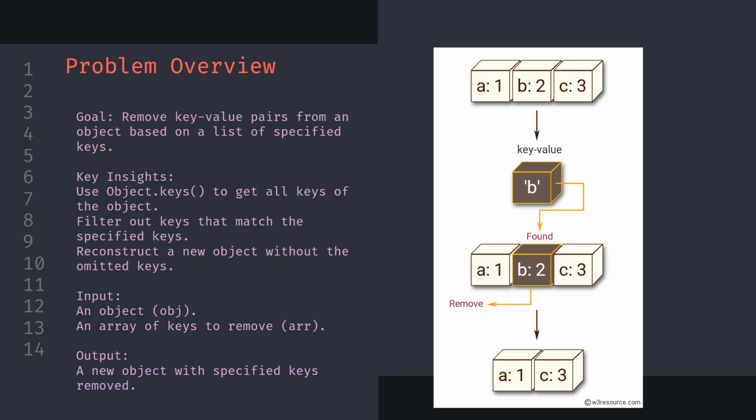The problem is simple. Given an object and a list of keys, remove the corresponding key value pairs from the object and return a new object. This can be done efficiently using built-in JavaScript methods. Let's see how.